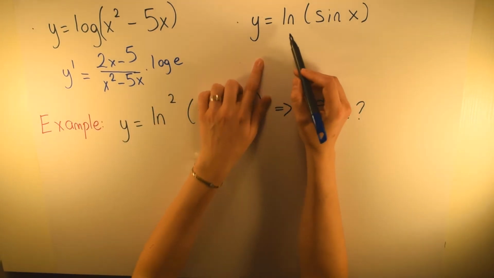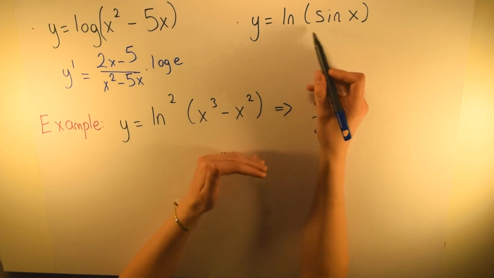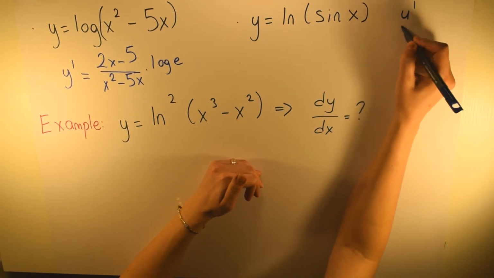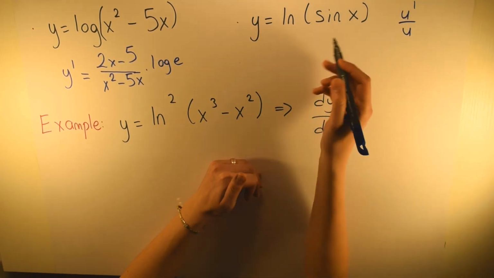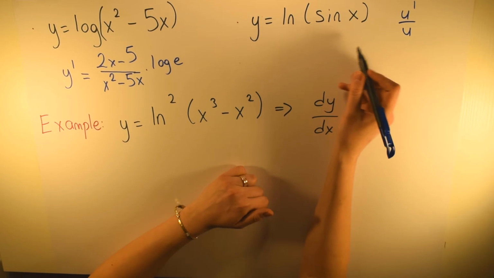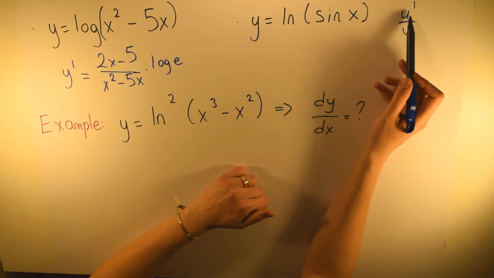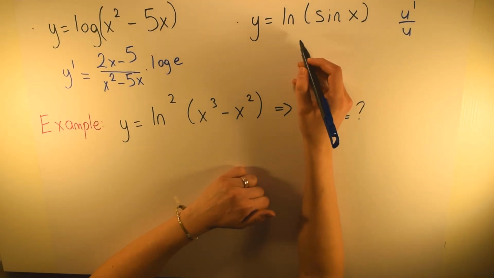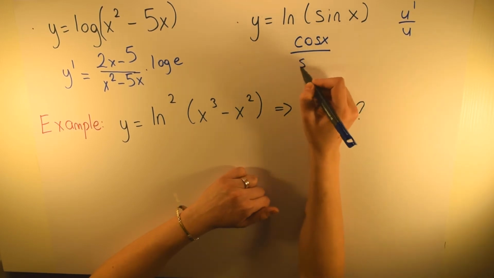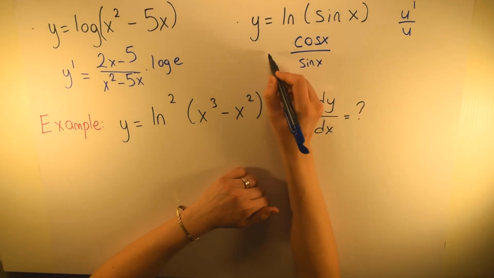So let's look at this one. Here we have y is equal to natural log of sine x. So this is equal to the derivative of u over u, right? Which is equal to the derivative of u, which is sine, its derivative is cosine x. So it's cosine x over sine x, right?